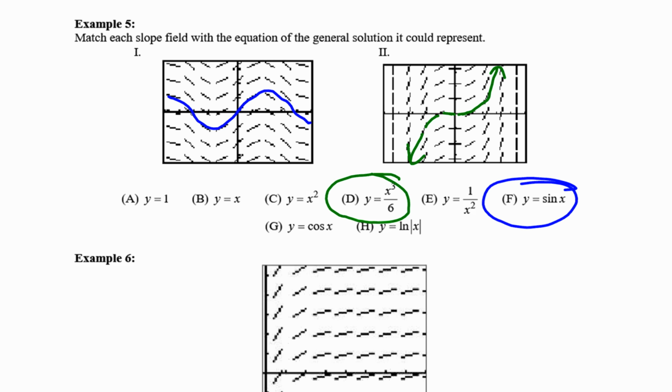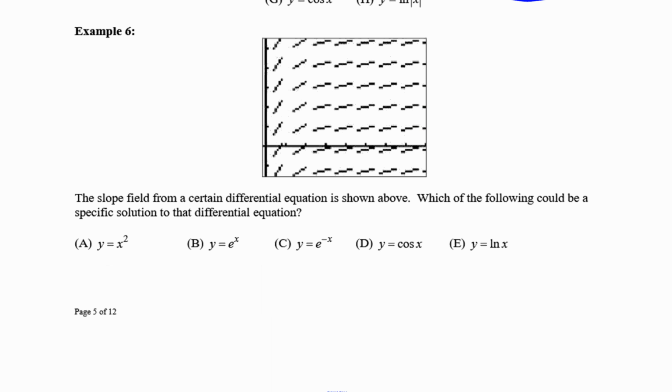All right, let's look at example 6. The slope field for a certain differential equation is shown above, which could be a specific solution to that. So our graph, whether it moves up and down, it's kind of like this. So really only one of these looks like that. It would have to be ln of x.